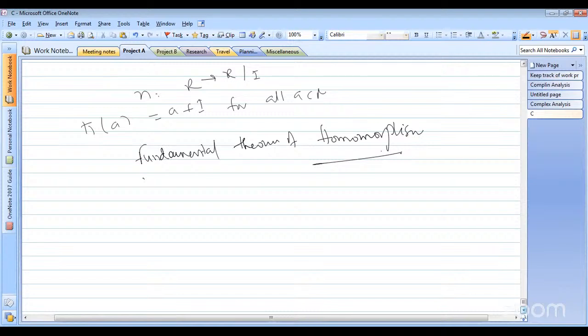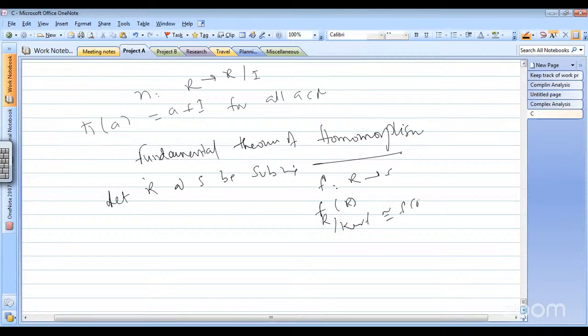Fundamental theorem of homomorphism. Let R and S be rings. Let f from R to S be a homomorphism of rings. Then f of R is a subring of S, kernel f is an ideal, and R by kernel f is the quotient ring. Under the homomorphism, a plus kernel of f maps to f of a. In particular, it is an epimorphism. So R by kernel f is isomorphic to f of R.